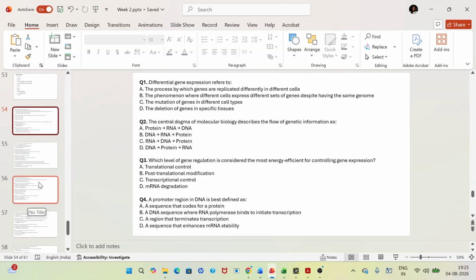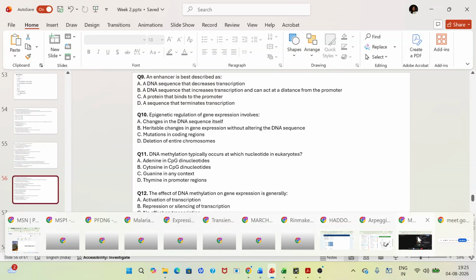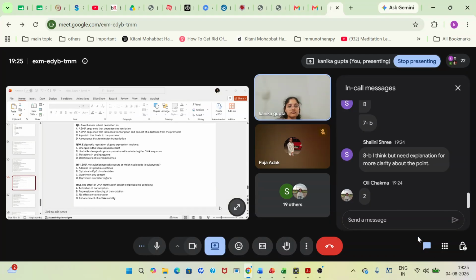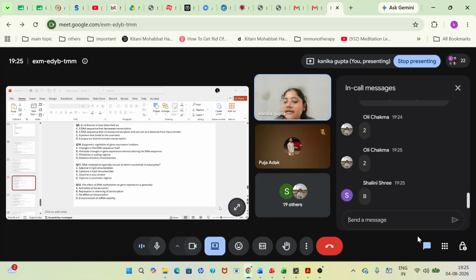No. So, an enhancer is best described as what? Yes, a DNA sequence that increases the transcription and can act at a distance from the promoter. Right. Question number 10. Epigenetic regulation of gene expression involves.